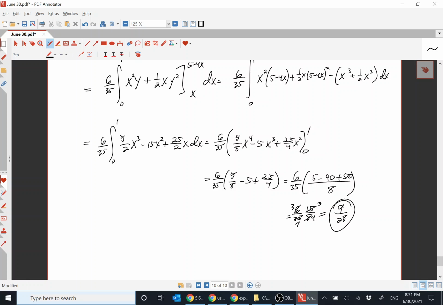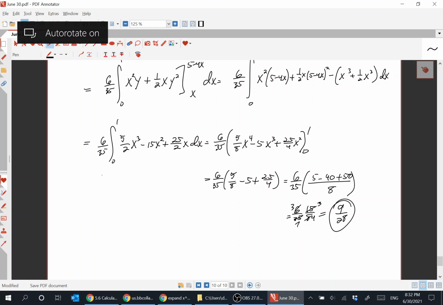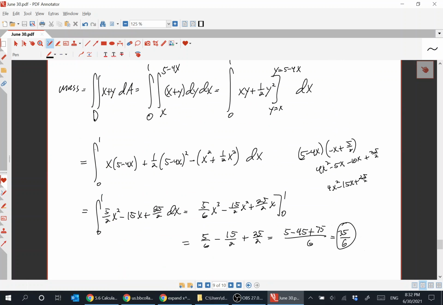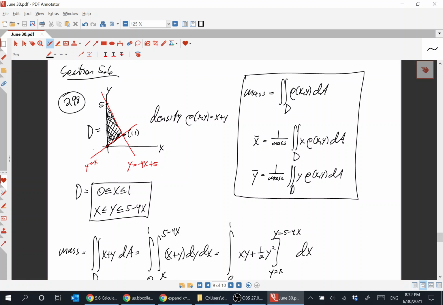Right, so we knew that answer was wrong because the answer would be between 0 and 1. The center of mass of this thing here cannot be out there. So 9 over 28, what, a third or something? Right, so it's right about there, the x bar. It certainly can't be out here.